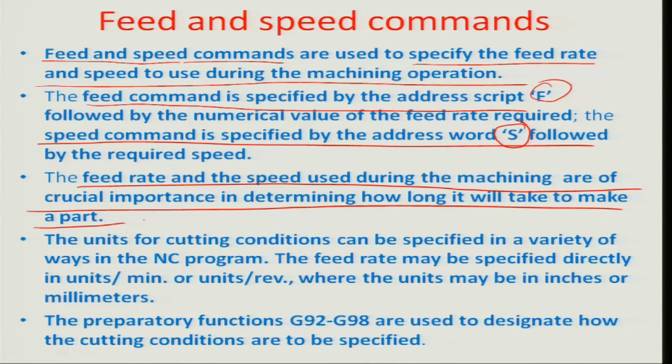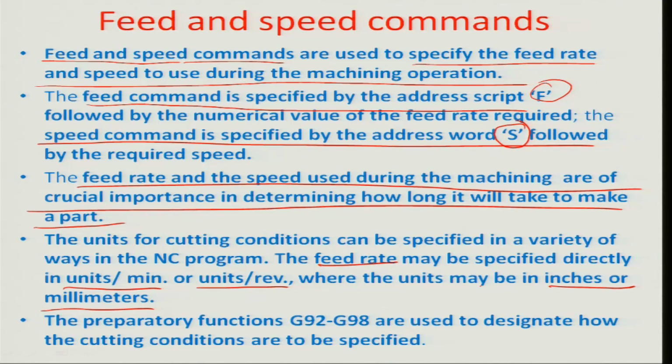I think we already know about these terms, feed rate and speed. Normally feed rate is specified in terms of units per minute or units per revolution, where units may be described in different systems, like inches in the FPS system or millimeters in the metric system, and so on. So feed rate can be either per unit time or per unit revolution of the workpiece. Per unit revolution is very handy when we're talking about a turning center, for example.